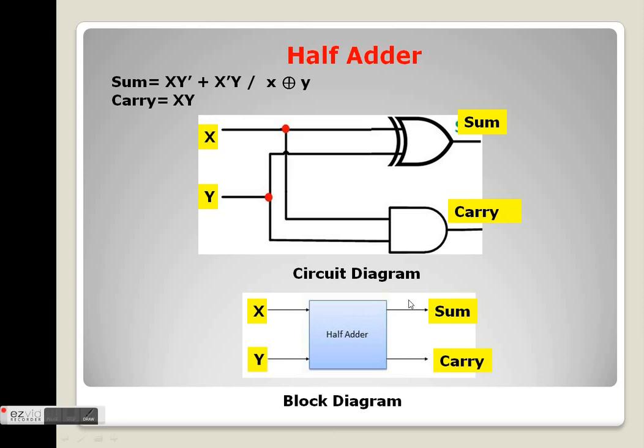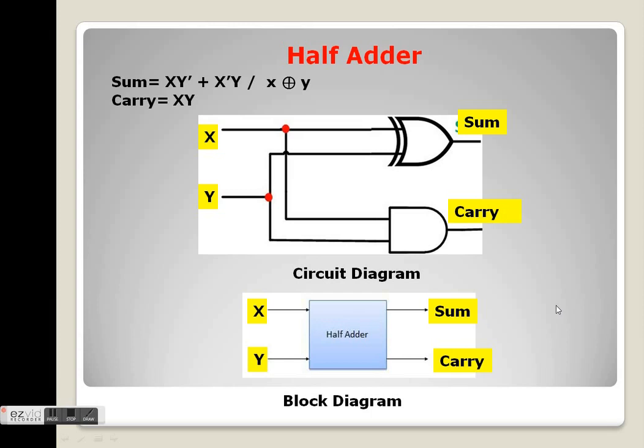So firstly, we will draw the exclusive OR gate, and we will provide inputs x and y to it, and the output of the exclusive OR will be represented as the sum. After that, we will provide the same inputs x and y to the AND gate, which is representing the carry, and the output of this AND gate will be the value of the carry.